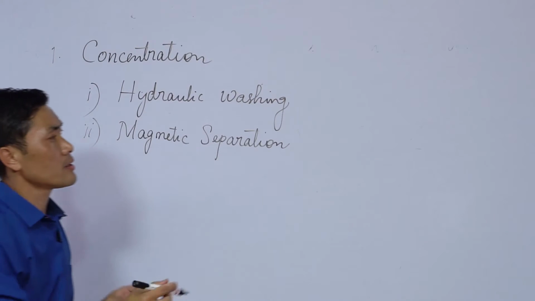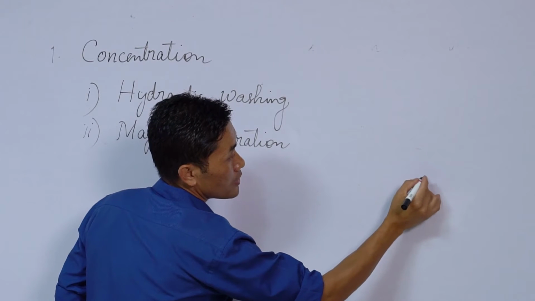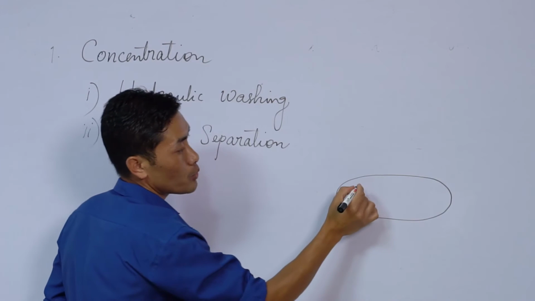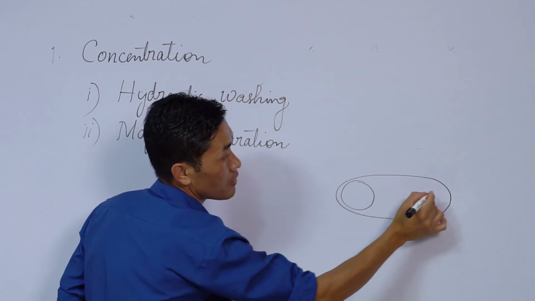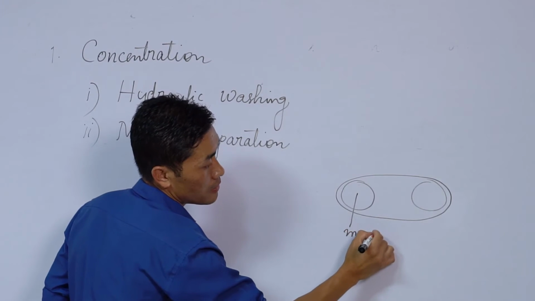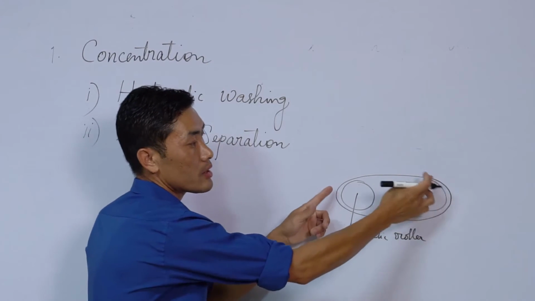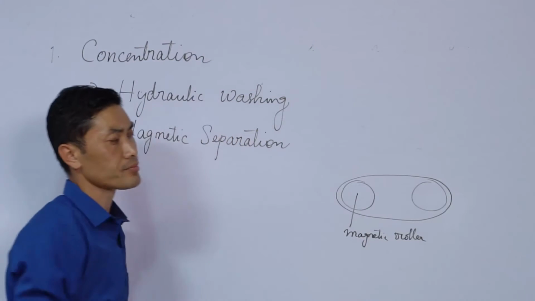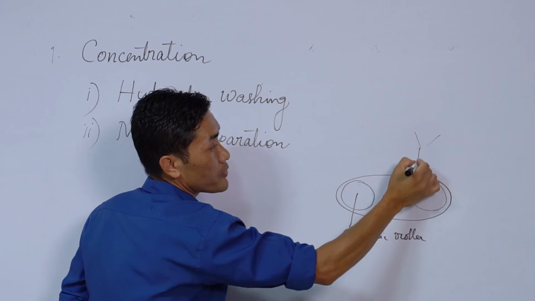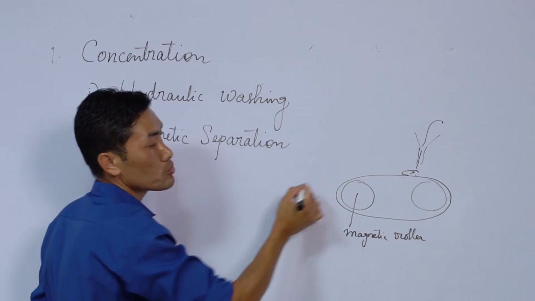In this method, the ore along with the impurities are put on a conveyor belt which moves around a magnetic roller. We have the magnetic roller here, which helps this belt to move. The powdered ore along with the impurities are put on this belt, and then they are allowed to move.